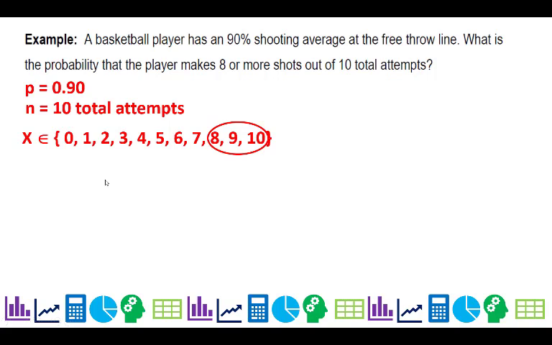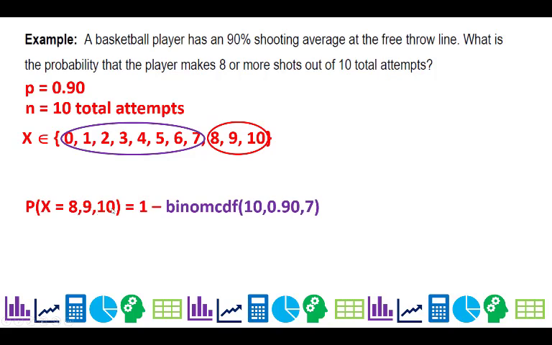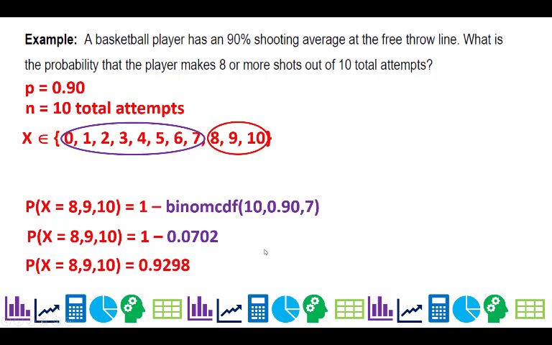Now, I could do binomPDF of 8 and binomPDF of 9 and binomPDF of 10 and add those up, and it'll be just fine. Or what I could do is just look at one problem and say, oh, this is the part I don't want, and subtract that from 1. So my probability that x is equal to 8, 9, or 10 is 1 minus binomCDF, because it's cumulative, of 10. It's always the n, the p, and the x. So 10, 0.90, and 7. And I'll show you how I enter that in the calculator. Notice this is 7. This is the highest of the values that we're removing. So when I plug this into the calculator, just the CDF, I get 0.0702, or 0.9298.